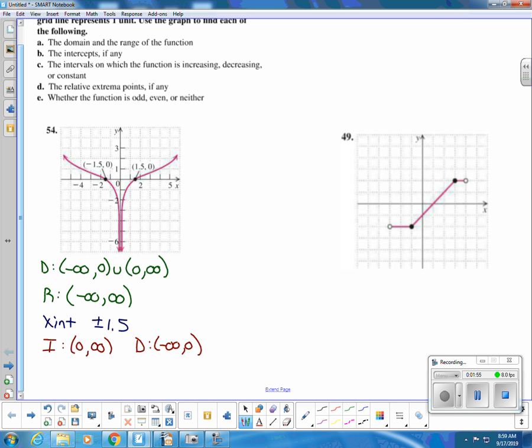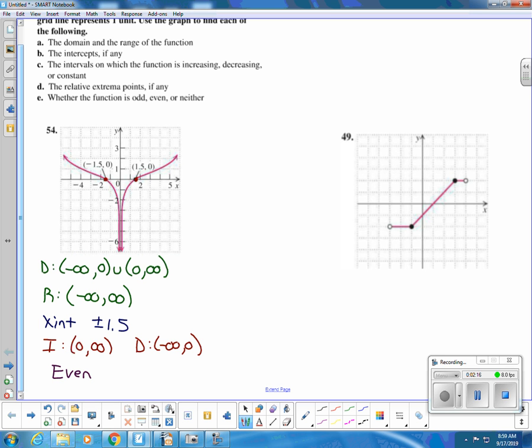This does not have extreme points. Those are inflection points where it's changing concavity. So don't worry about the extreme points. These guys here are not maxes or mins. They're inflection points. And is it even, odd, or neither? Well, it appears to be reflecting over the y-axis, so we would say it is even.